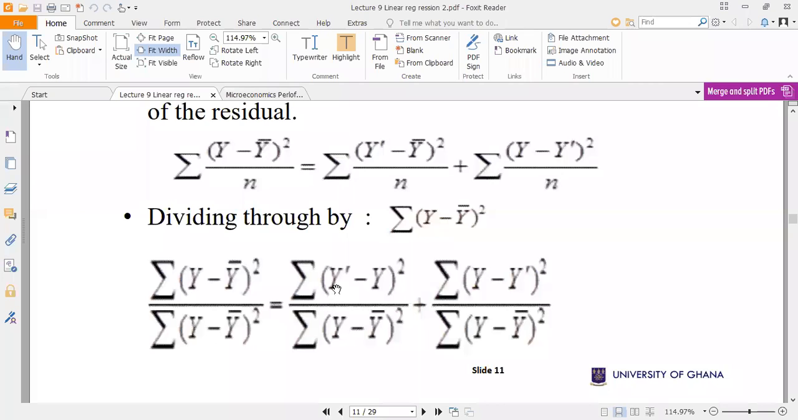Just in case you are asked, what they normally ask is the TSS, RSS, and the ESS. But in case you are supposed to find the variance, you just divide by n, the number of observations. Then you are able to get your variance.